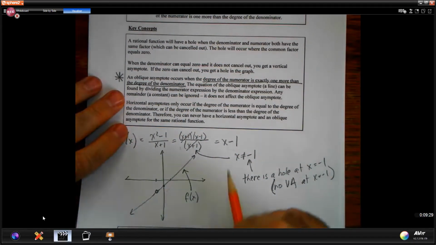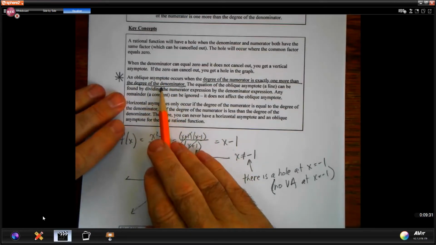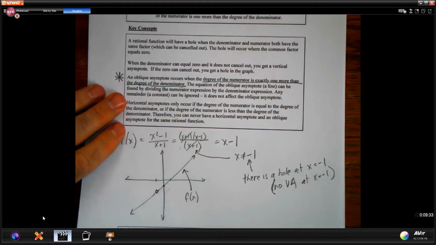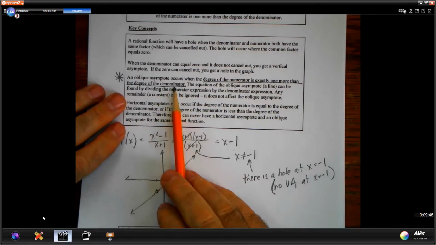And the way we find the equation of this oblique asymptote, remember, it will be a line. It's going to be a slanted line, which is why sometimes it's called a slant asymptote instead of oblique. It won't be a horizontal line. It won't be a vertical line. It'll be some other line.